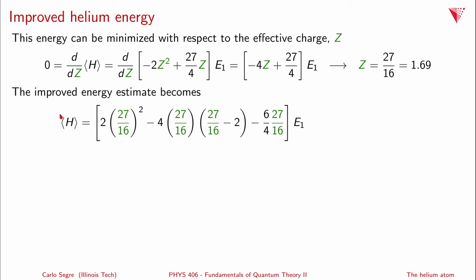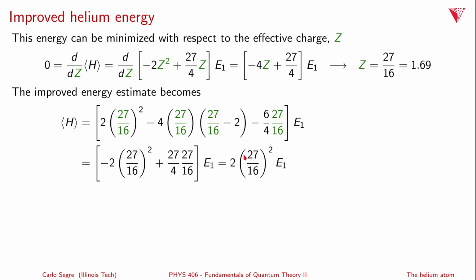So the improved energy estimate is now plugging this value of z, 27/16, back into our calculation for the estimate of the upper bound for energy. It is 2 times 27/16 squared minus 4 times 27/16 times 27/16 minus 2 minus 6 quarters times 27/16, all times E1. And when I multiply all this out, I get 2 times 27/16 squared E1, or 1/2 times 3/2 to the 6th power E1, or minus 77.5 electron volts.